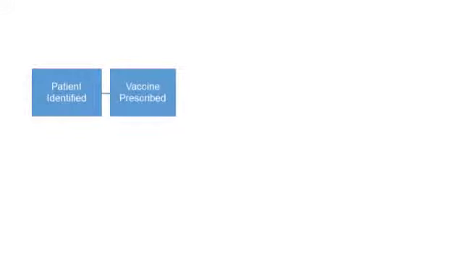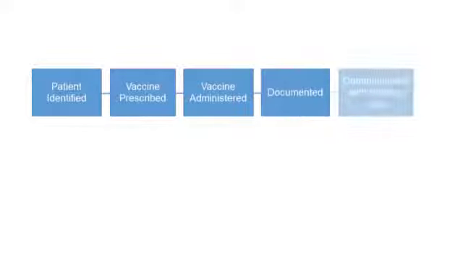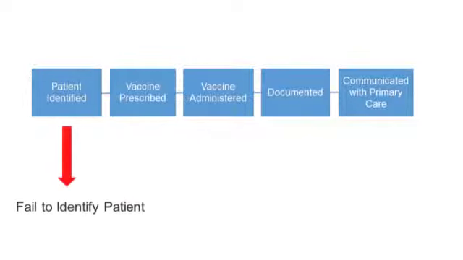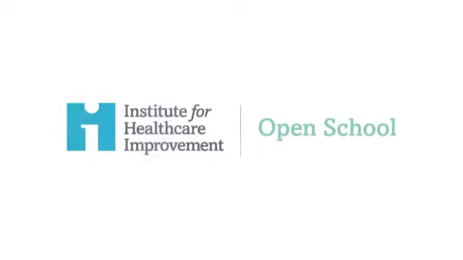This is an example of a high-level flow diagram. This is a patient who needed to receive a vaccination, and the patient is identified. Again, there's an assessment done that the patient is eligible for the vaccine. The vaccine is prescribed, the vaccine is administered, it is documented, and then it is communicated with primary care, for example. In this case, this team identified that they failed to identify the patient who should be eligible for that vaccine. Therefore, they needed to start there to identify where they can make the process more reliable.